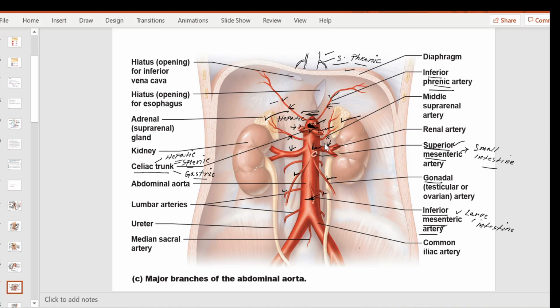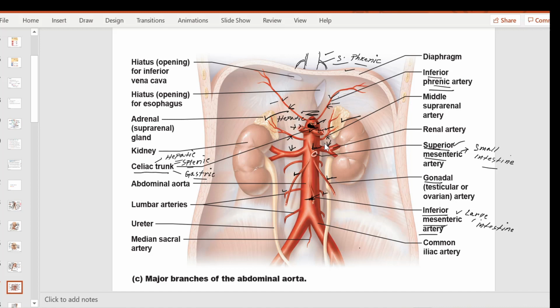So from the abdominal aorta, unpaired arteries are celiac trunk, superior mesenteric, inferior mesenteric, and paired arteries are inferior phrenic for the diaphragm, renal for the kidneys, suprarenal for the adrenal glands, gonadals for the testes in male, ovaries in female, right, and lumbar for the back muscles. Okay, so those are the paired arteries.